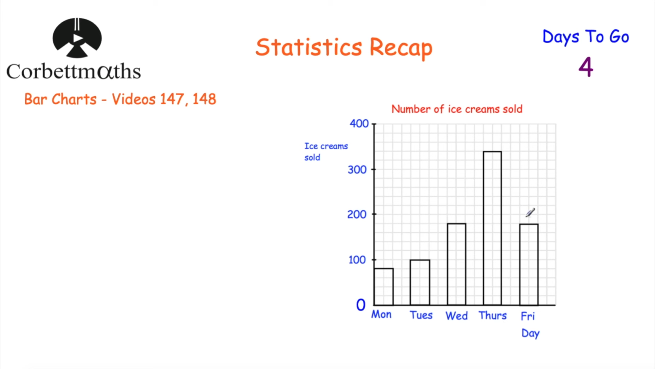And make sure you can read them. And whenever you're reading bar charts, it's important you know what each one of the little lines is worth. So here we've got 1, 2, 3, 4, 5 going up to 100. 100 divided by 5 is 20. So that's 20, 40, 60, 80. So that's 80 sold on Monday. So make sure you know the scale whenever you're dealing with bar charts.